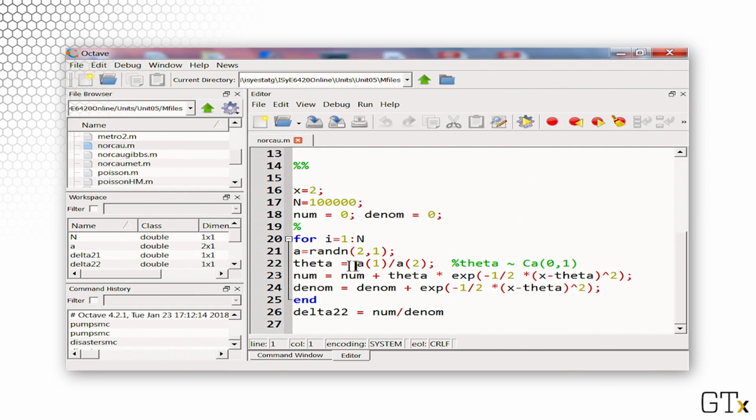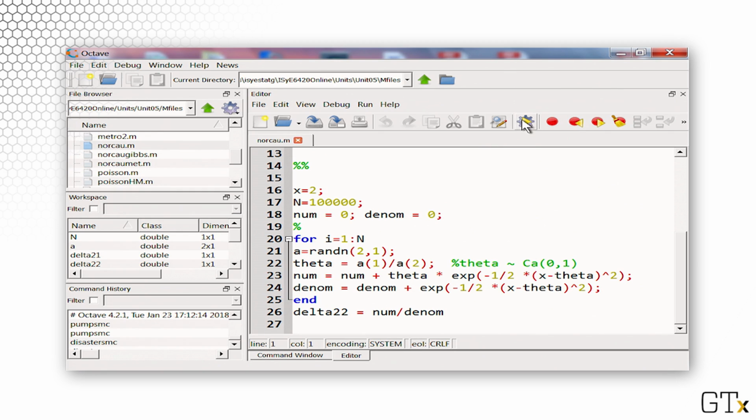Now, this theta, which is Cauchy, should be plugged into the function that is exponential, remember. Theta times the function which is having this exponential part in the numerator and simply the exponential part in the denominator. I'm summing those to the numerator and denominator, which are zeros at the beginning, and at the end of the loop, I simply take the ratio. Now, the 1 over n that we had in these approximations canceled in the numerator and denominator, and simply I'm dividing these two sums. So let's run this.